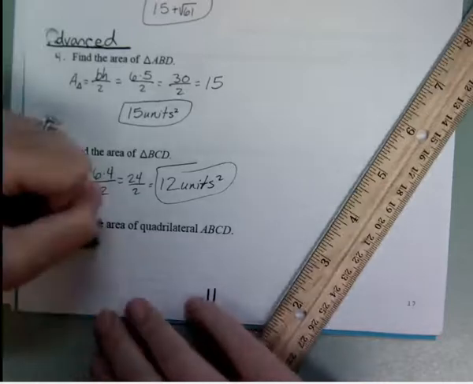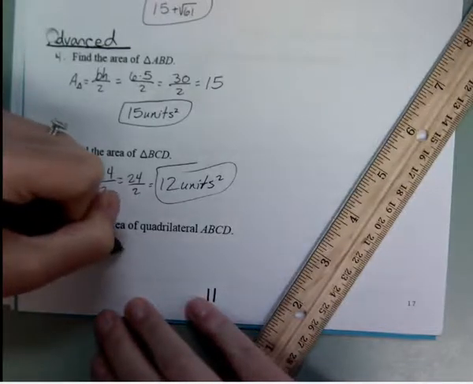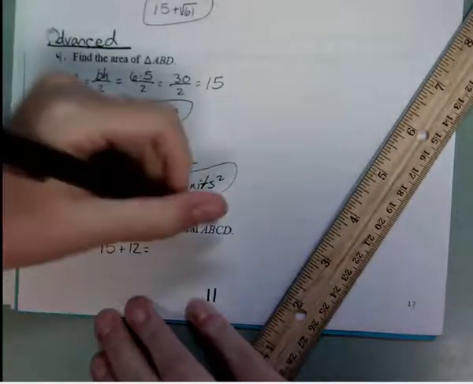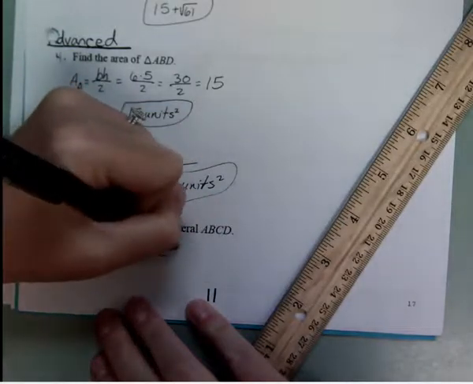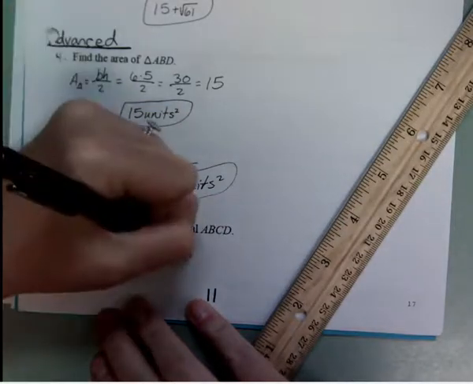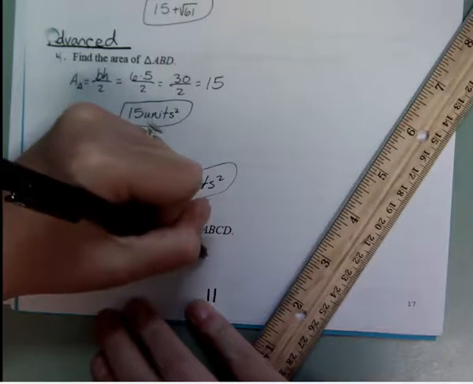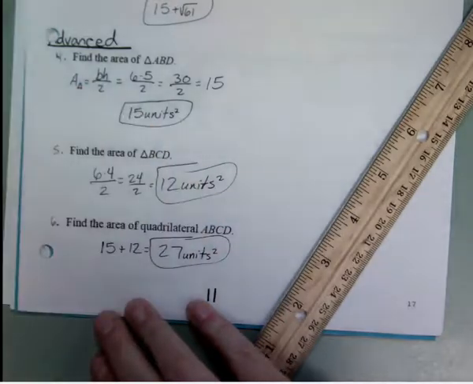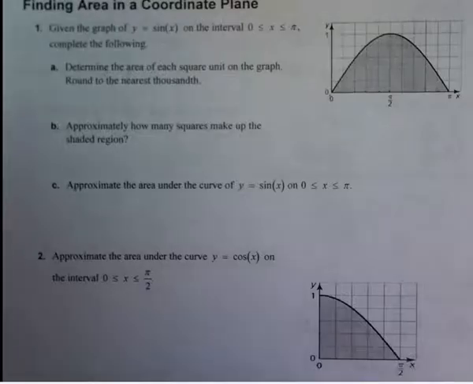And then if you find the area of the entire quadrilateral, it's just 15 plus 12 equals 27 units squared.